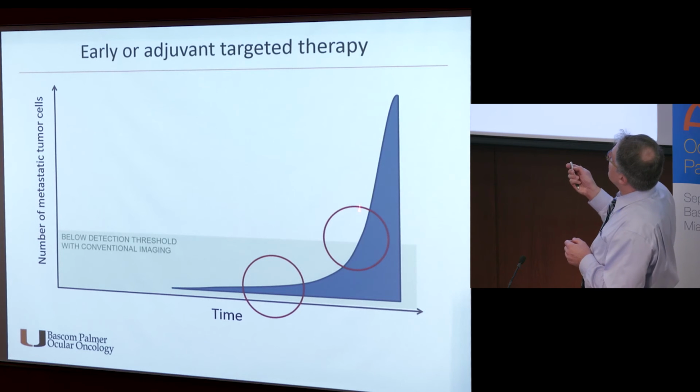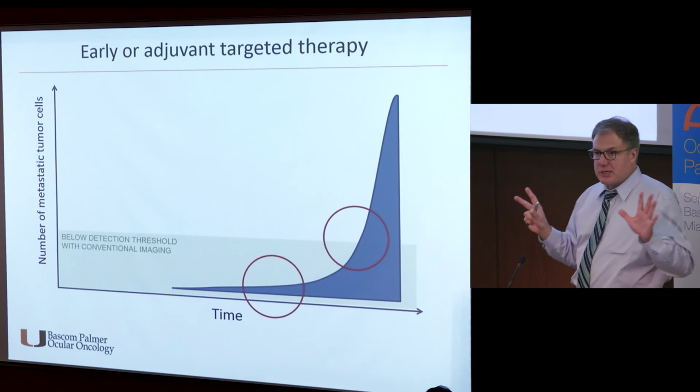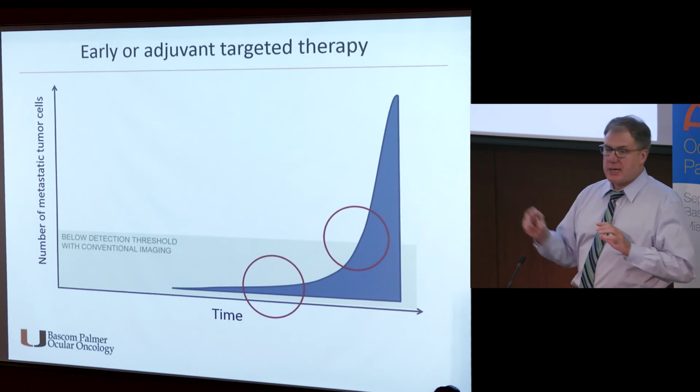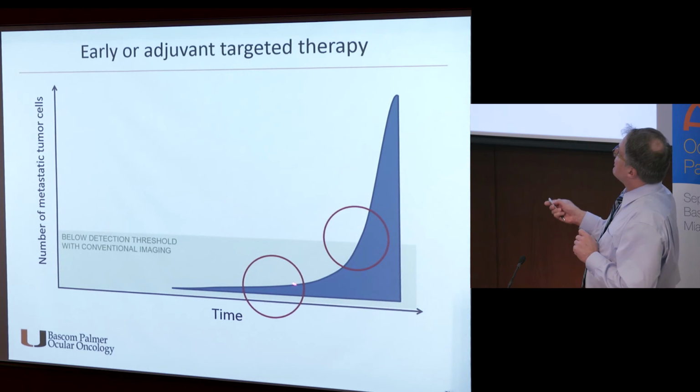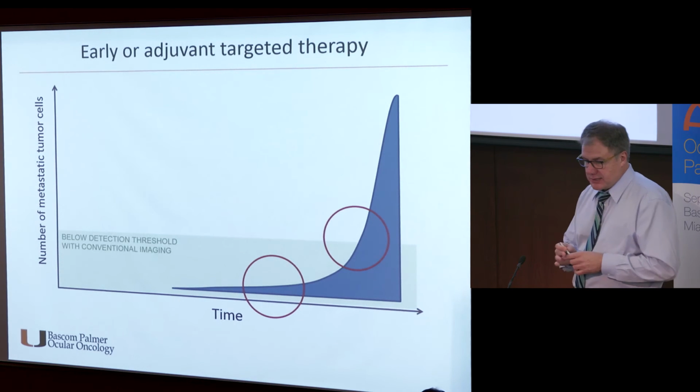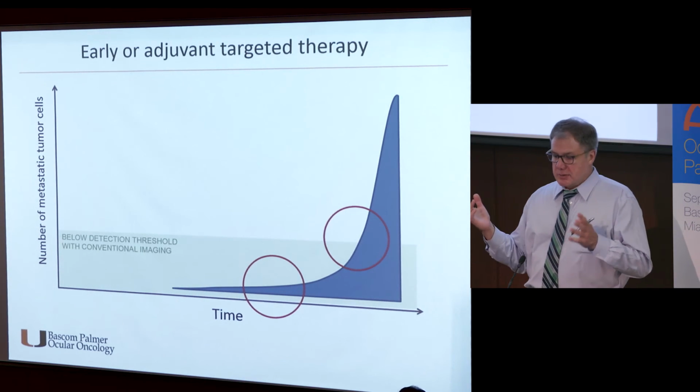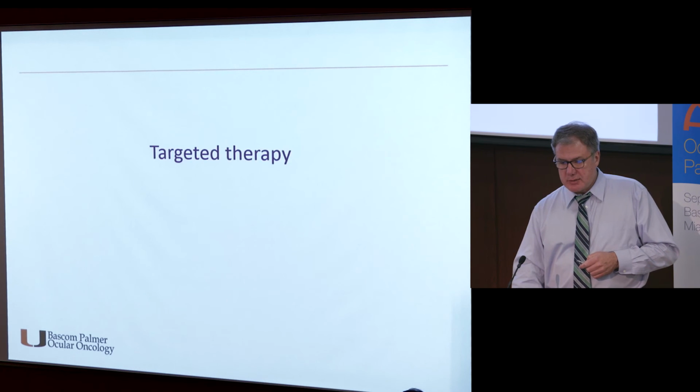So, let's go to this group now. Let's say, okay, now we've got prognostic testing. We're pretty good at telling who's at high risk, who's at low risk. What are we going to do with these patients? Well, first of all, if we detect them at the time of metastatic disease, then we can use standard targeted therapy options that are already out there.